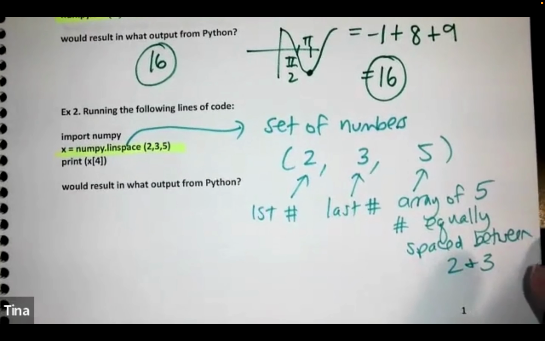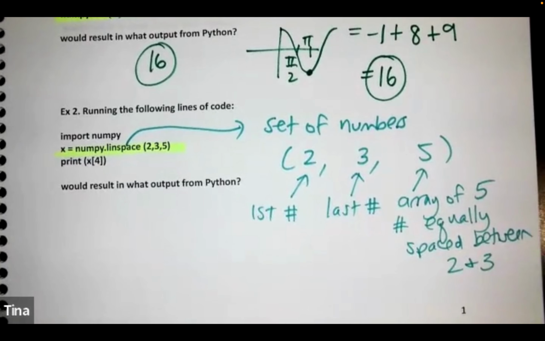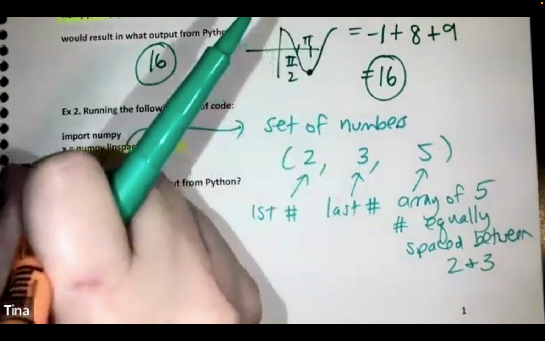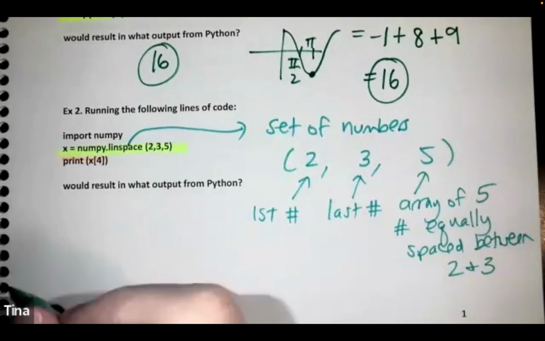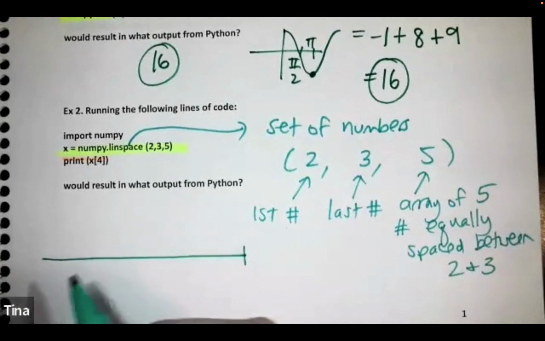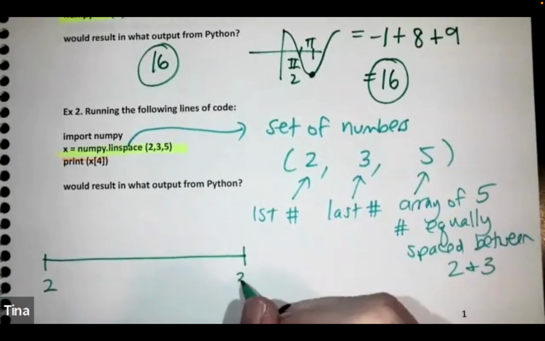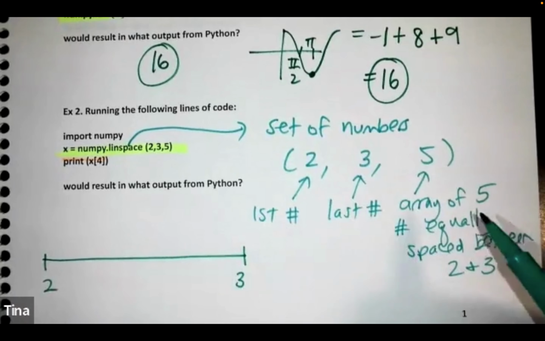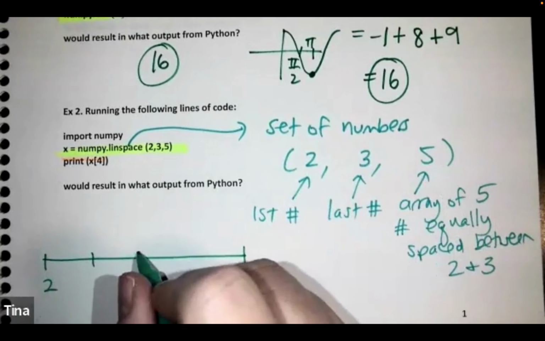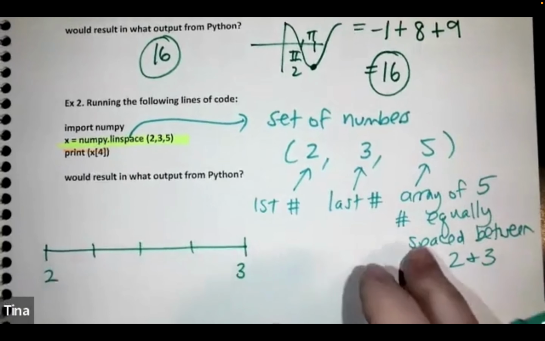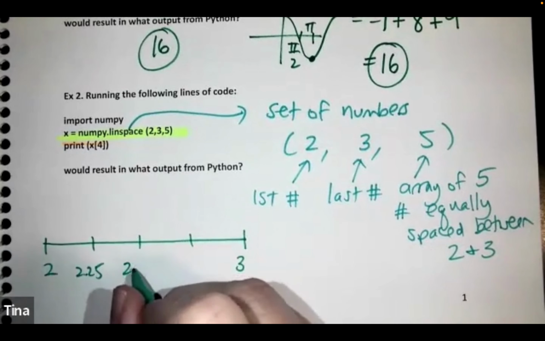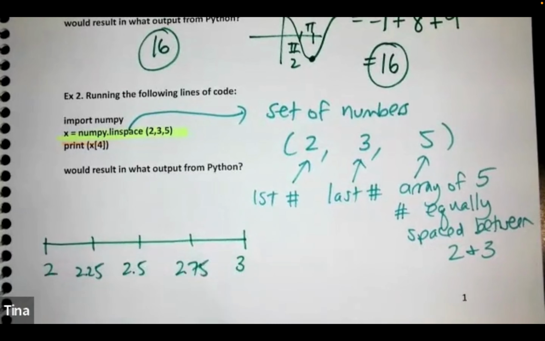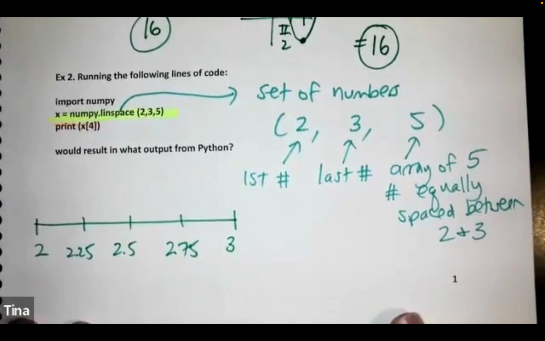So now what do they want? They want us to find x of 4 here. So, if you think about your number line, we're starting at 2, we're ending at 3, and we have 5 equally spaced numbers, right? So 1, 2, 3, 4, 5. Pretend these are all equal because I can't draw them equal. So that would be like 2.25, 2.5, 2.75, and 3.